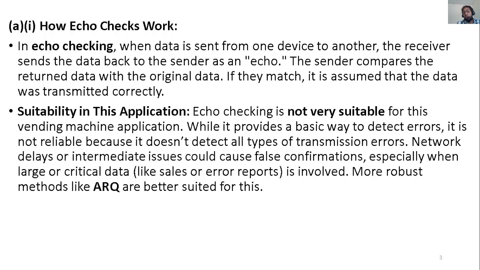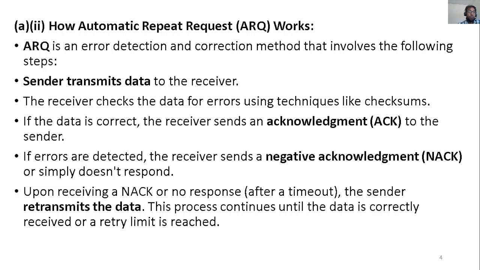Why? Because for a vending machine, while it provides a basic way to detect errors, it is not reliable because it doesn't detect all types of transmission errors. Network delays or intermediate issues could cause false confirmations, especially when large or critical data like sales or error reports is involved. More robust methods like ARQ are better suited for this. So how does ARQ work?